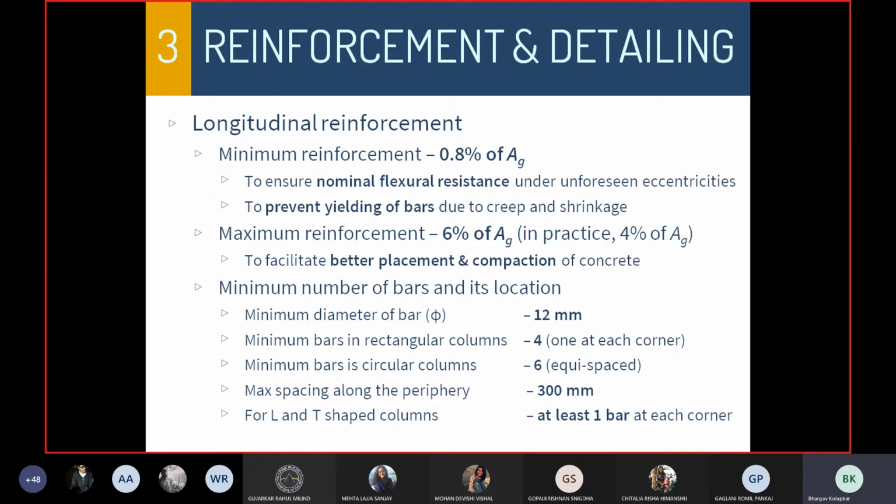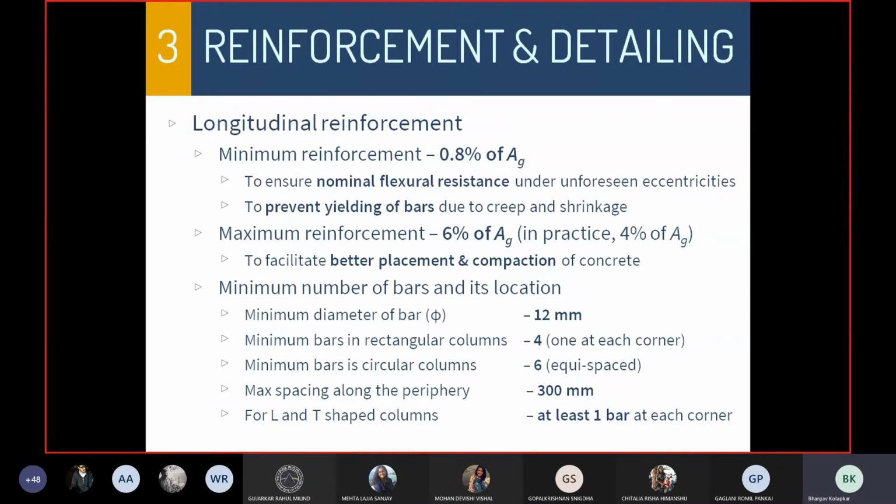So, two reasons. First is that there has to be a normal flexural resistance, and second is to make sure that the strain due to creep and shrinkage are transferred from concrete to steel, and there is a sufficient amount of steel to take these additional strains and the resultant additional stresses.